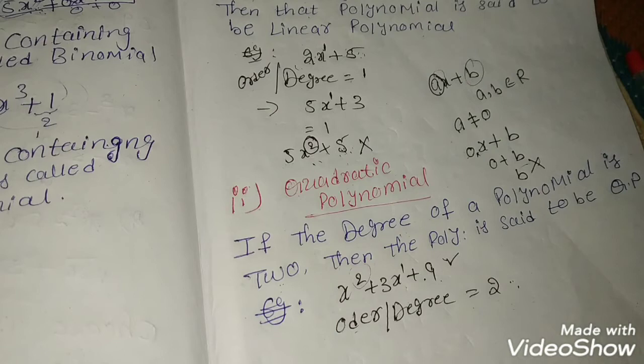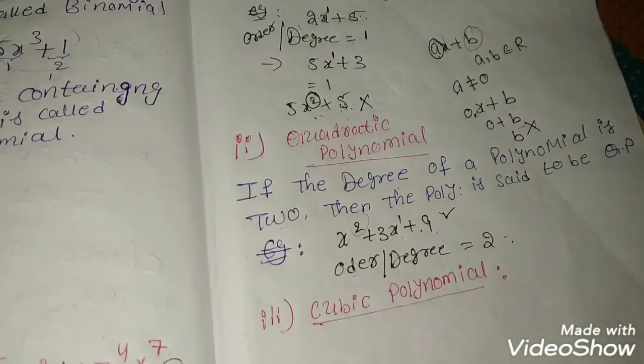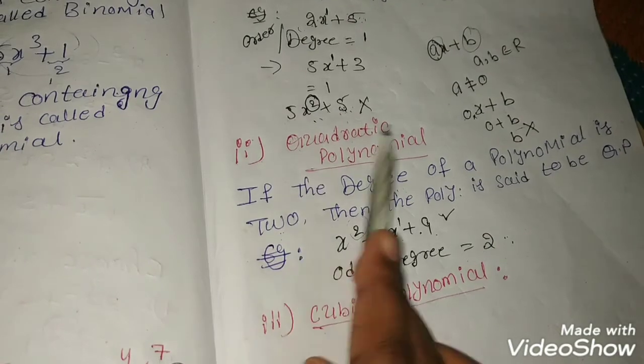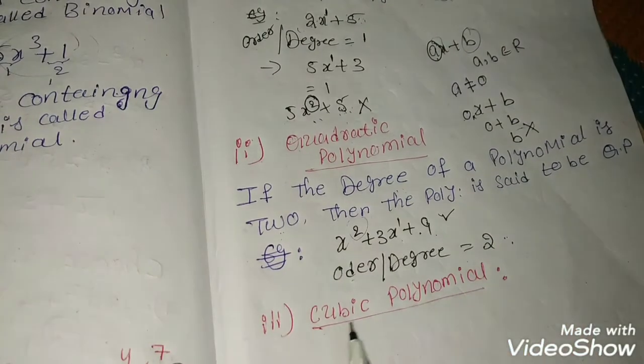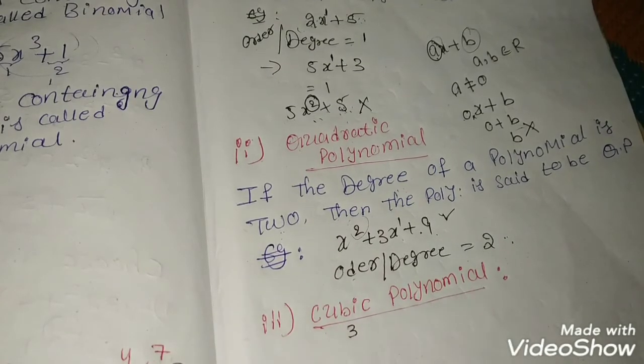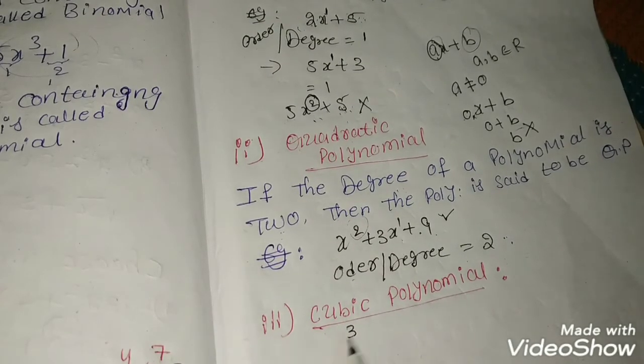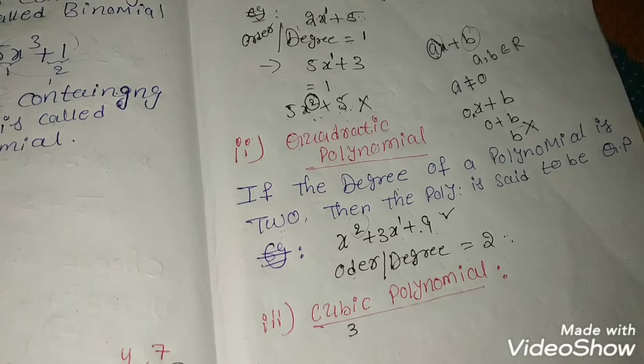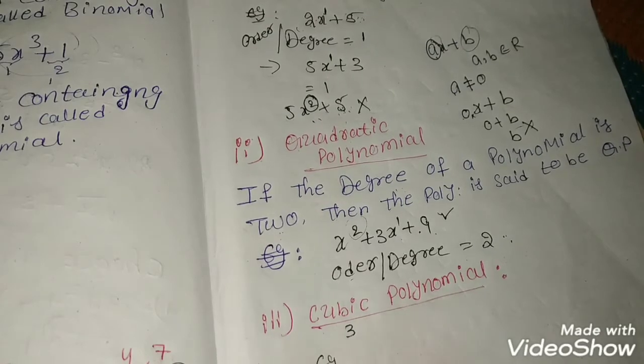In the name itself we have cubic. Cubic is nothing but 3. You can write the definition on your own. What does quadratic mean? The degree must be 2. Cubic means, from the name itself, we can declare 3. The degree must be 3. If the degree of a polynomial is 3, then the polynomial is said to be a cubic polynomial. Understand?